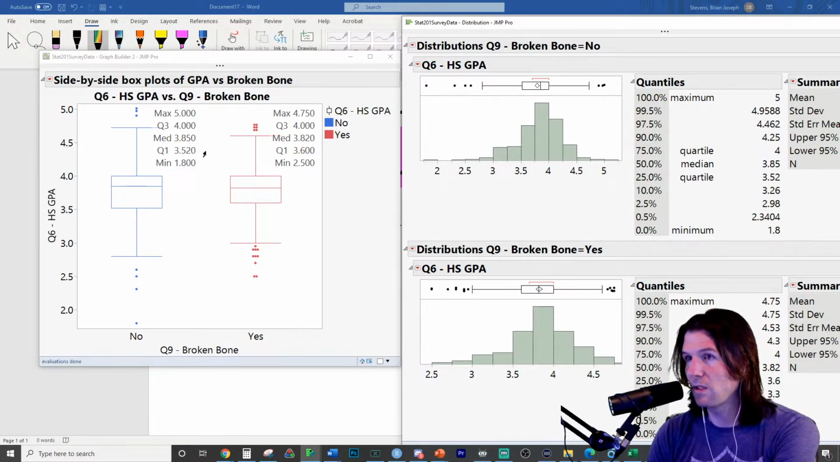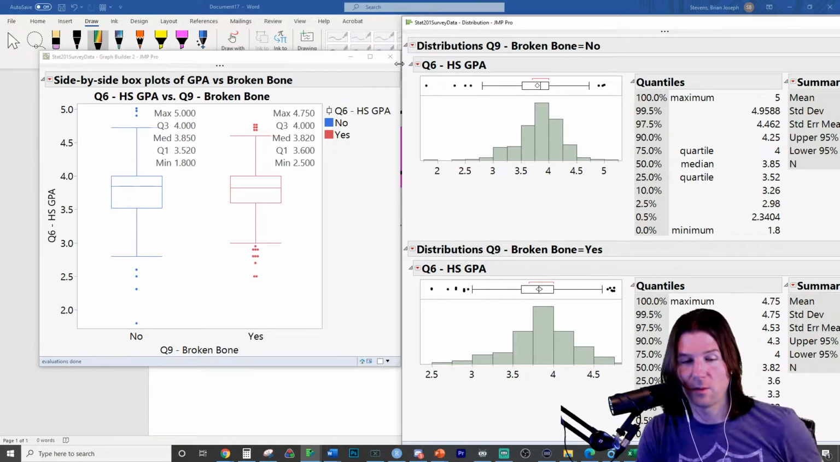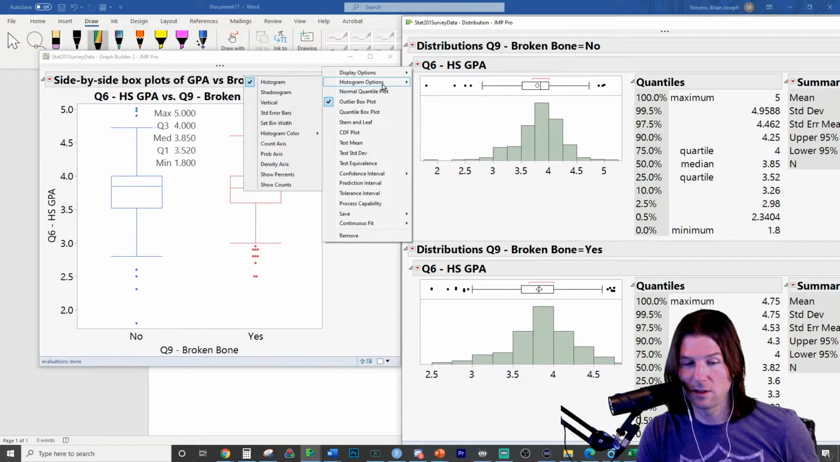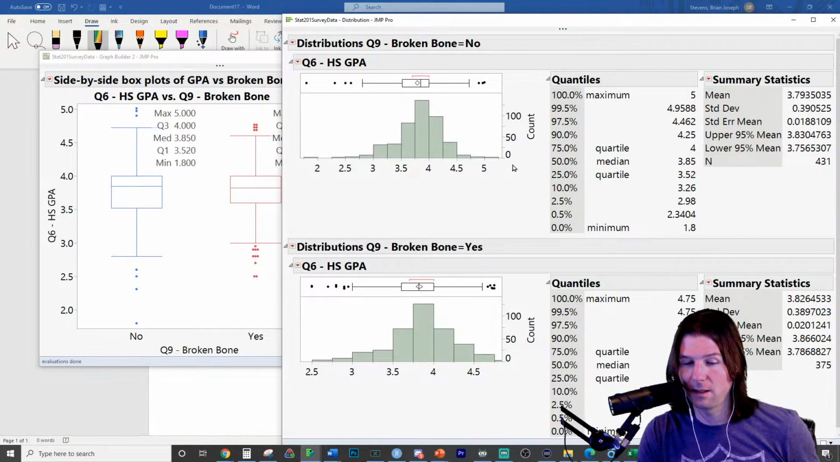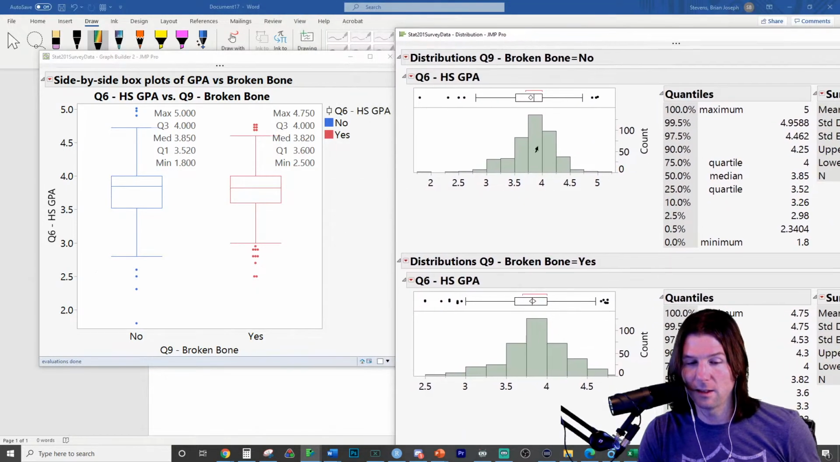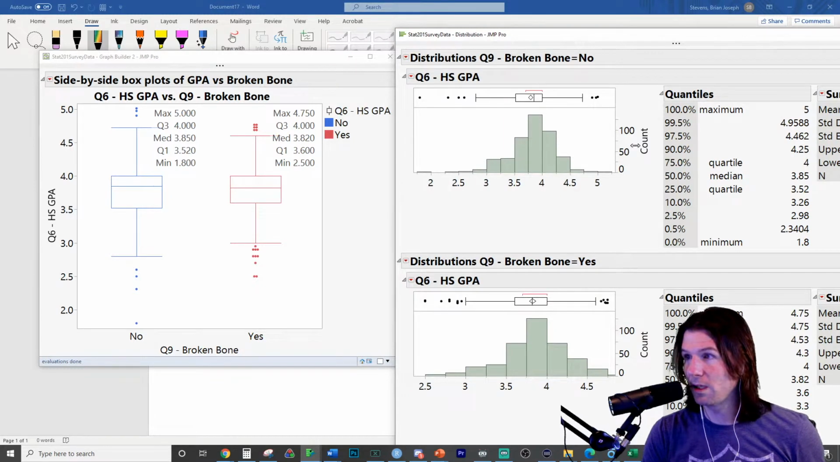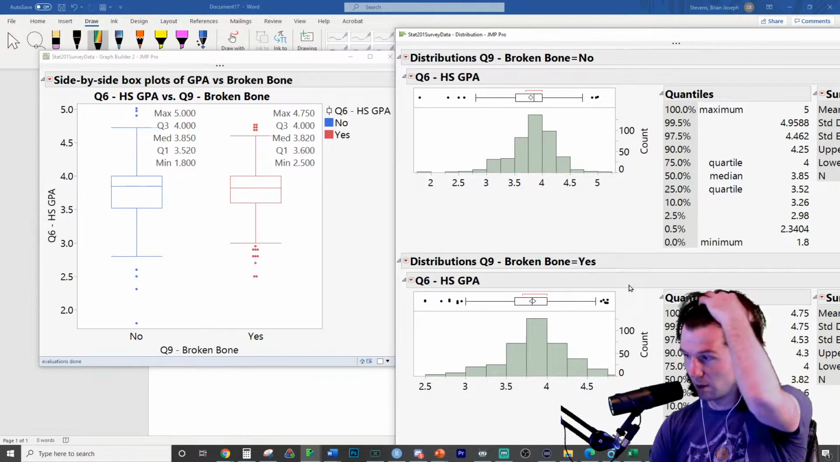So just so you can see, this is a bivariate quantitative Y with categorical X. We should add some count axes to these. I'm holding Control, or Command on a Mac, and it does it on both. And this right here is a bivariate quantitative Y, categorical X. These are stacked histograms right here.